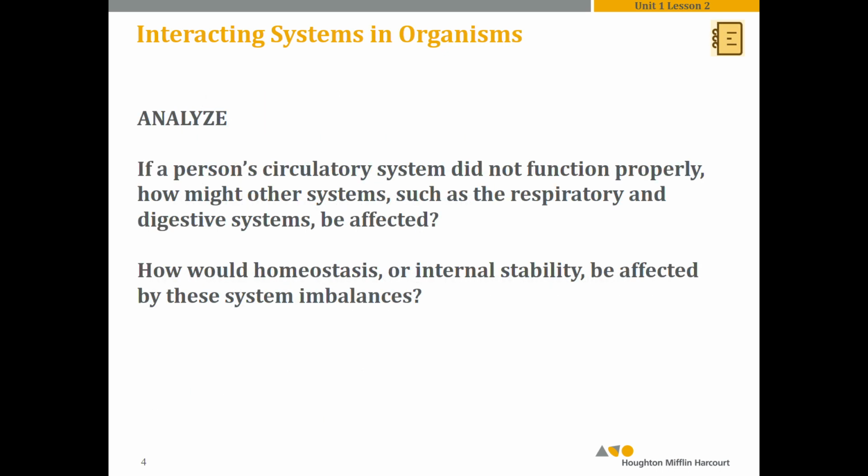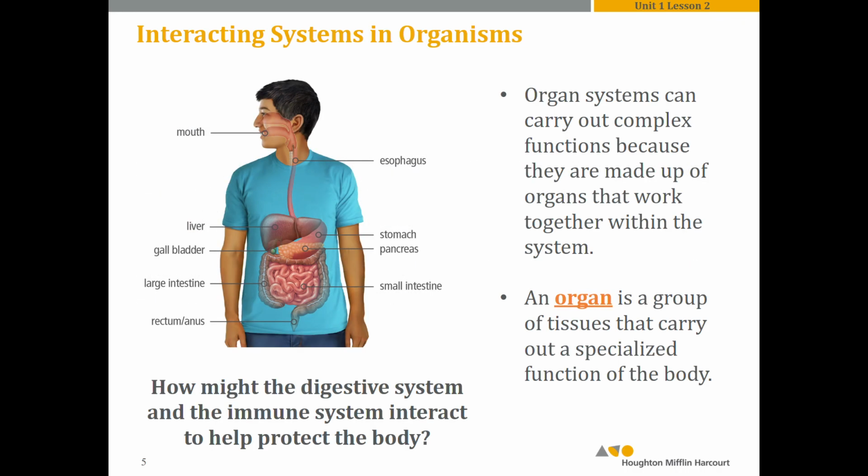So let's say if a person's circulatory system did not function properly, how might other systems such as respiratory system and digestive system be affected? So if the circulatory system does not work very well, the person will have fewer nutrients in their blood, which in turn means they will not have as much energy. Just like the digestive system gives us nutrients, and these nutrients will enter the blood through the circulatory system and will be distributed all over the body. So if these nutrients are not distributed, the body will not be able to get enough energy, and it will disturb the homeostasis of the body.